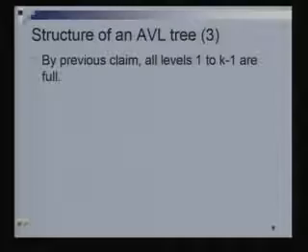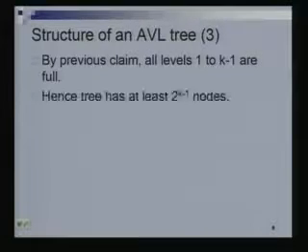So we said every node at level k minus 2 has to have 2 children, which means levels 1 through k minus 1 are full. Full means they have as many nodes as are possible on that level in a binary tree. This is after all a binary tree. So they are full. So what does that mean? That means that the tree has at least 2 to the k minus 1 nodes.